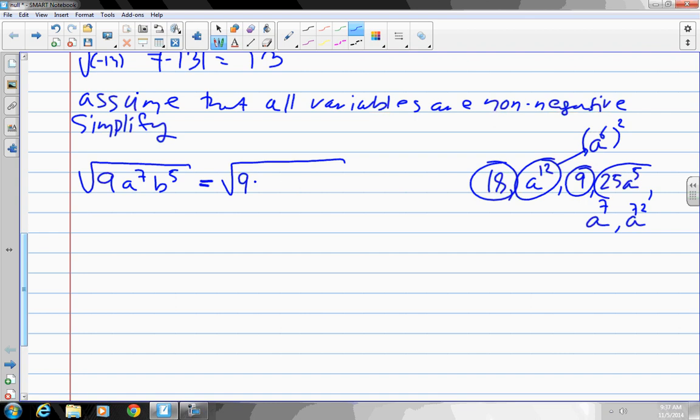How about 25 a to the 5th as a whole? Is that a perfect square? No, because of the little power 5. That's an odd exponent. But how would you split it up into a product of a perfect square and something else? 25 is a perfect square, right? So we're okay with that. How would you split a to the 5th so it's a perfect square times whatever's left?